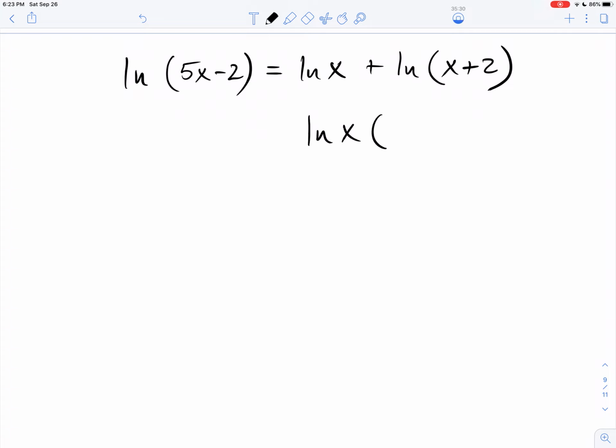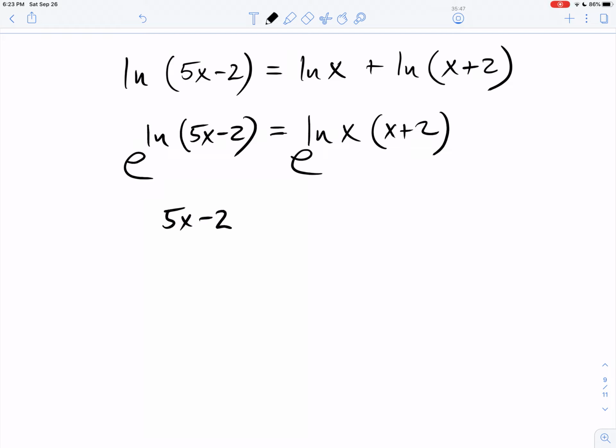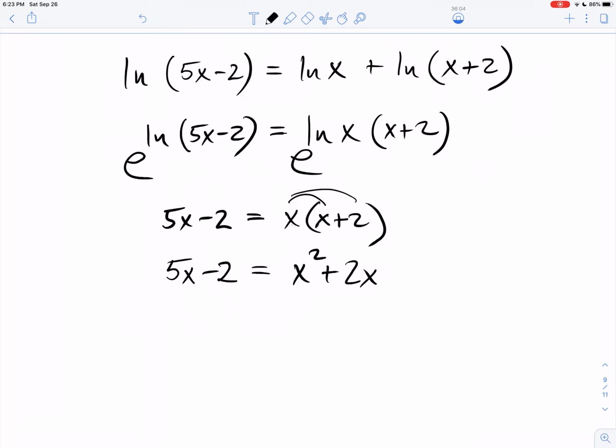I am, however, going to treat this like a product on that side. And I'm going to do this one over here. And I am going to say unto this, now it's monkey time. And I get 5x minus 2. What does it equal? It equals x times x plus 2, which means distribute. It doesn't mean divide everything by x or make up your own rules. I'm going to get this to look like that, which means I have a quadratic.